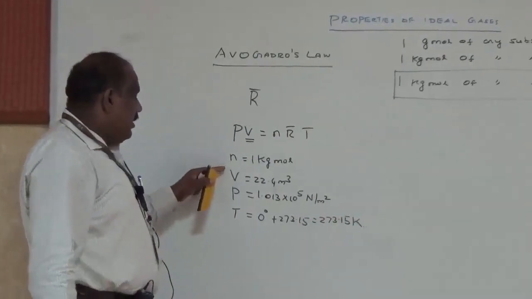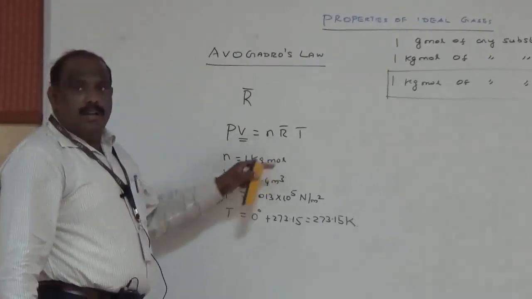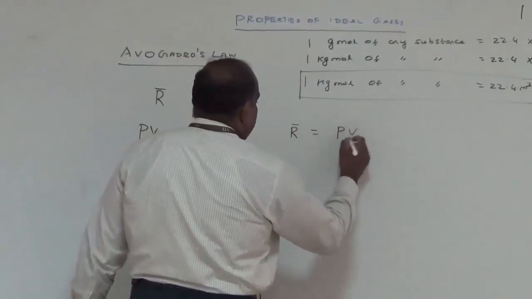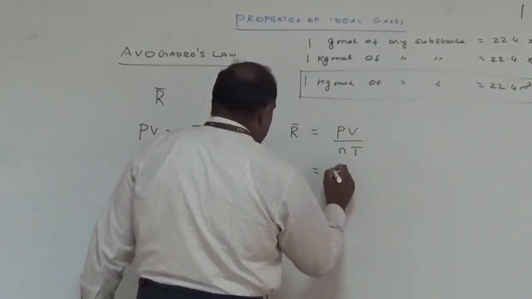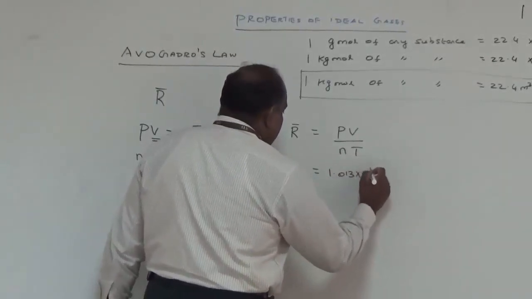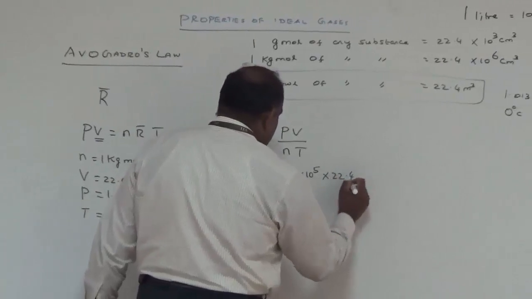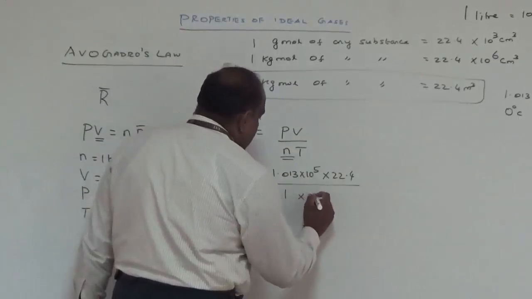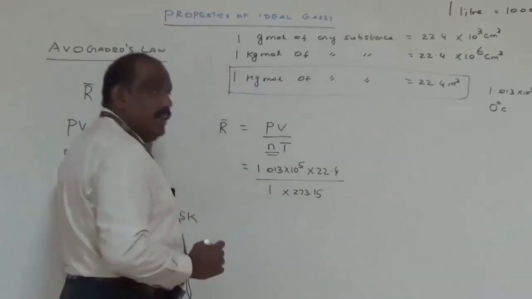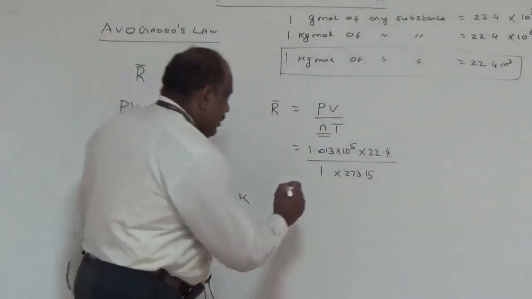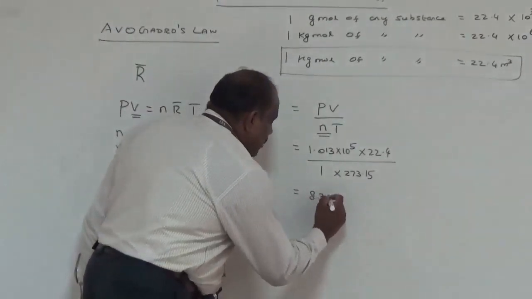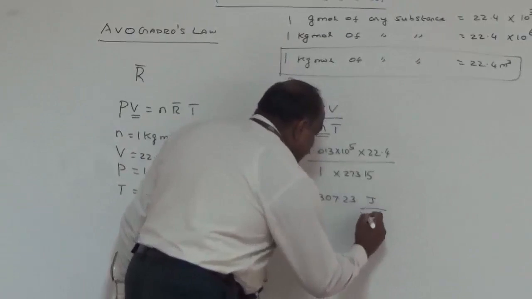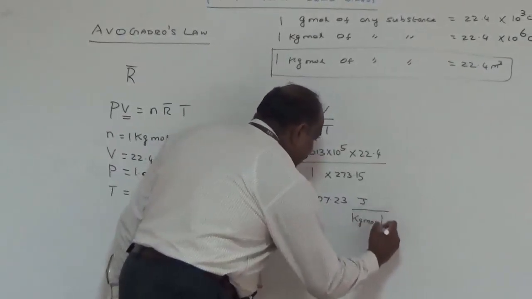So now we have the values of N, V, P and T. So the only unknown is R bar. From this we can easily find out the value of R bar. So R bar will be equal to PV by NT. P is 1.013 into 10 power 5, into volume 22.4, by N is 1 because we have considered 1 kilogram mole, and temperature is 0 degrees Celsius or 273.15 Kelvin. So what is the answer? 8,307.23. So the unit will be Joule per kilogram mole Kelvin.